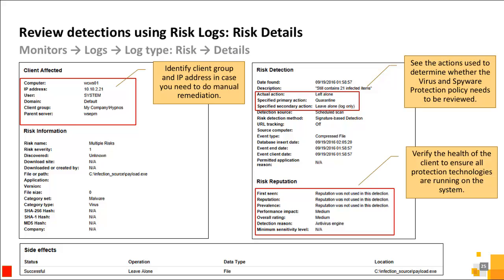Use the Risk Details to identify client group information and the IP address in case you need to do more manual remediation. You see the actions used by the SEP client to respond to the threat. The risk reputation shows you when the file was first seen and provides a rating. In the instance of WCWS01, the detection indicates a potential policy misconfiguration issue. When reviewing the computer status logs, advanced download protection was malfunctioning, which can explain why there was no information in the risk reputation section.